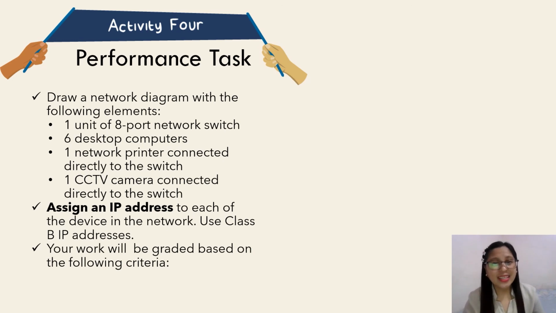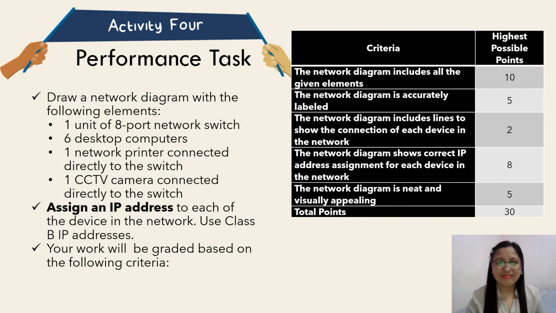Your work will be graded based on the following criteria, with its corresponding points. Your network diagram should include all the given elements. It should be accurately labeled. It should also include lines to show the connection of each device in the network. It should show the correct IP address assignment. And lastly, it should be neat and visually appealing. The highest possible score for this activity is 30 points.